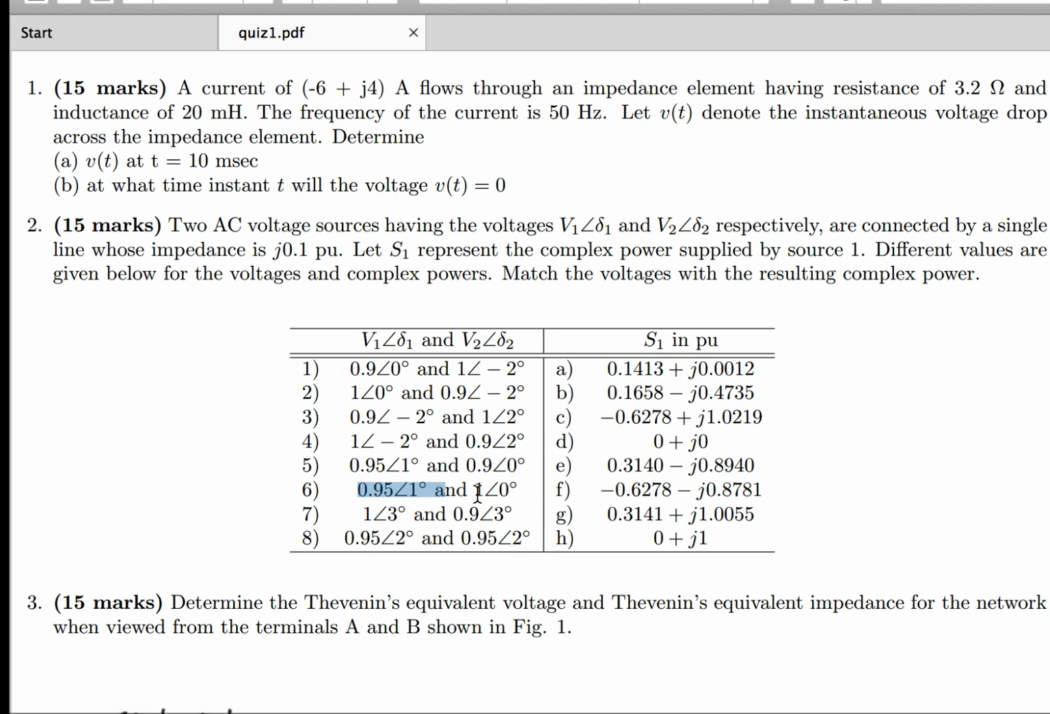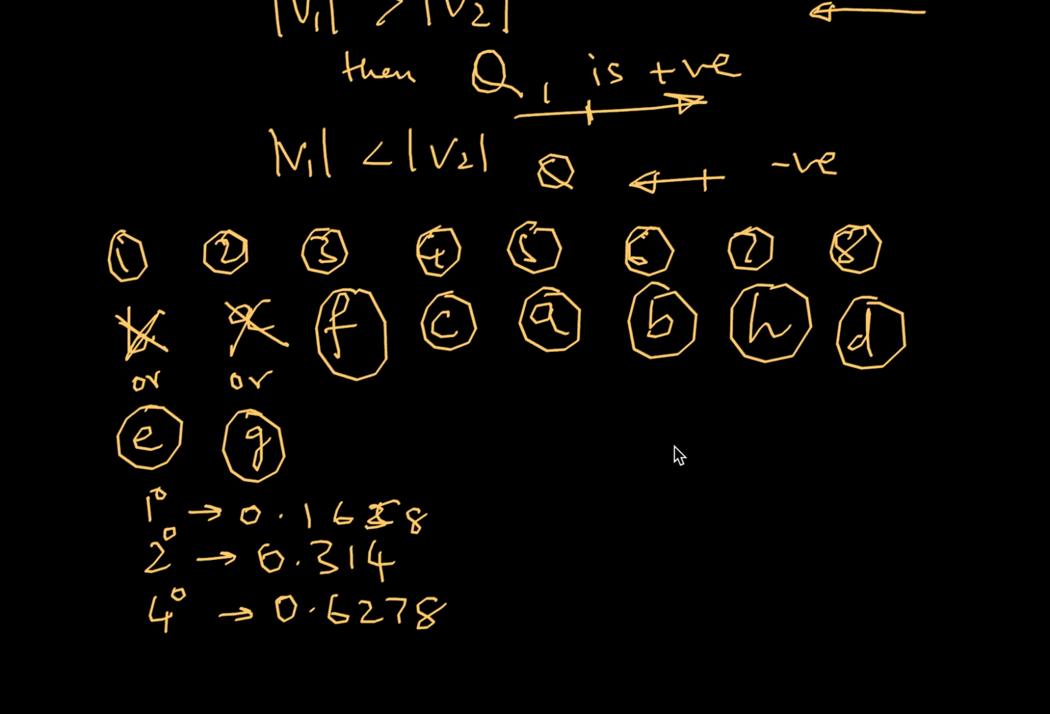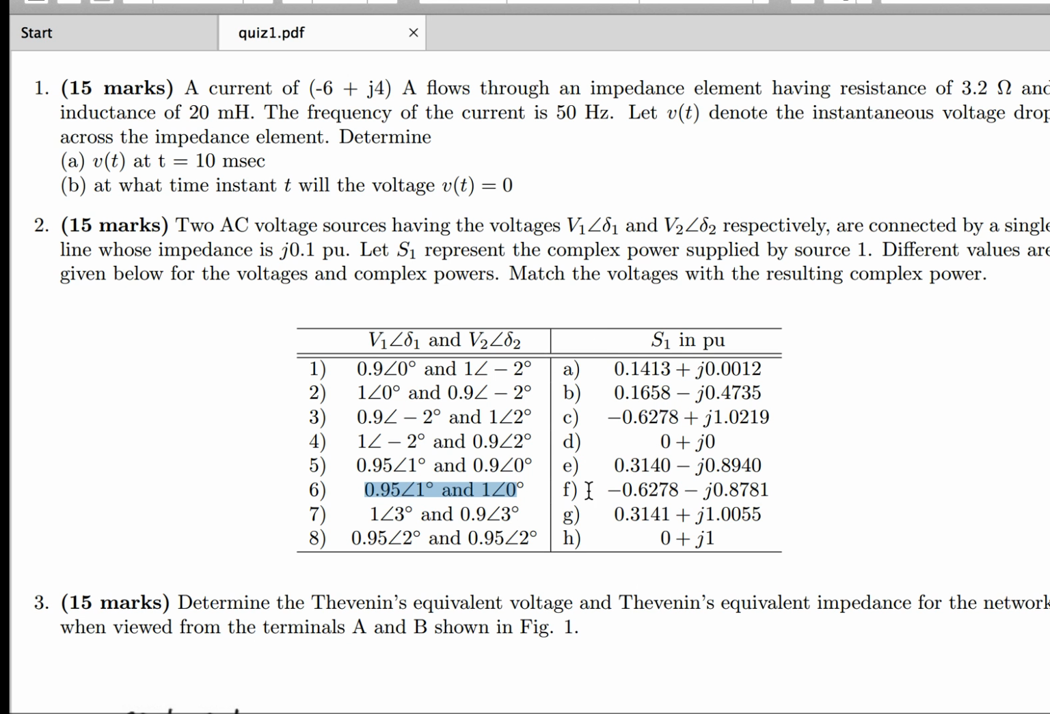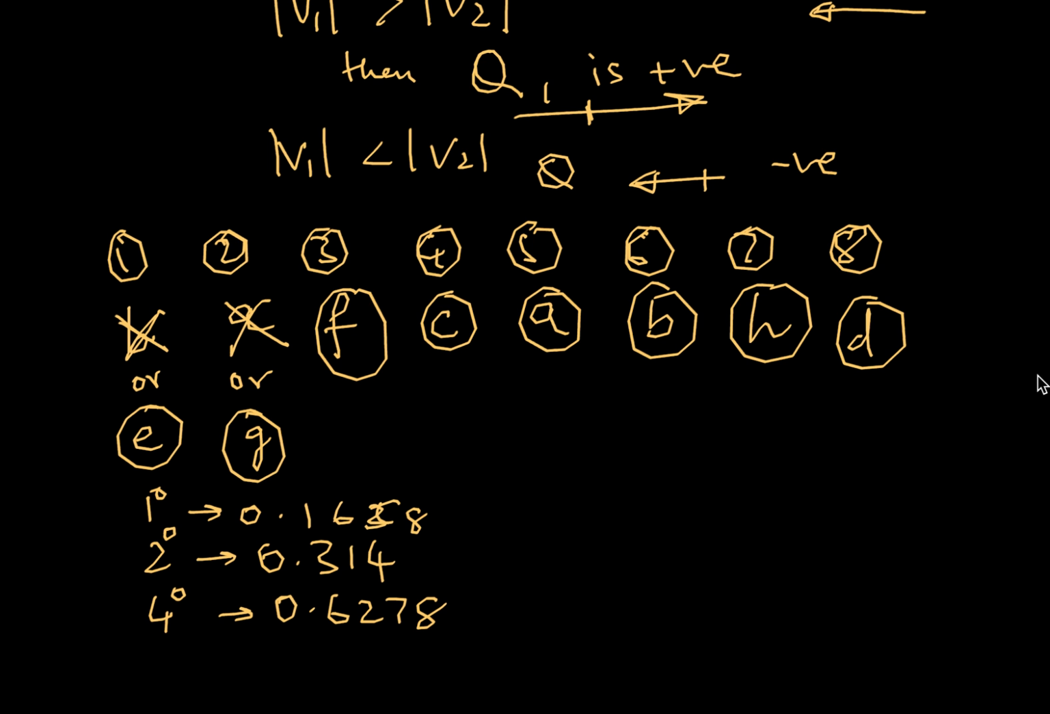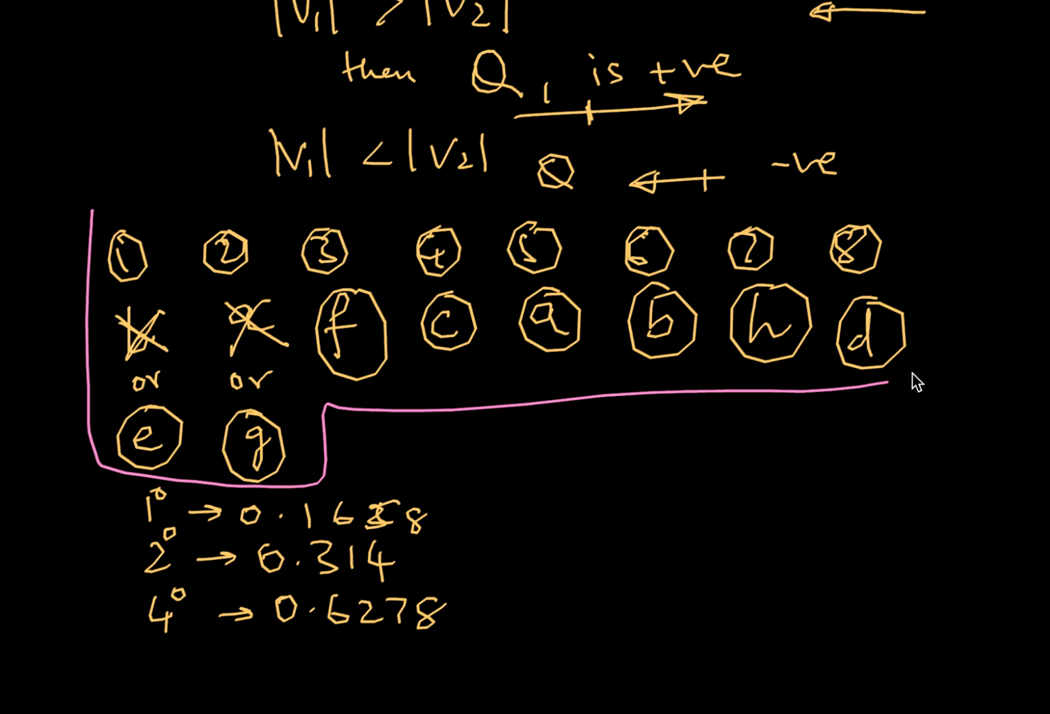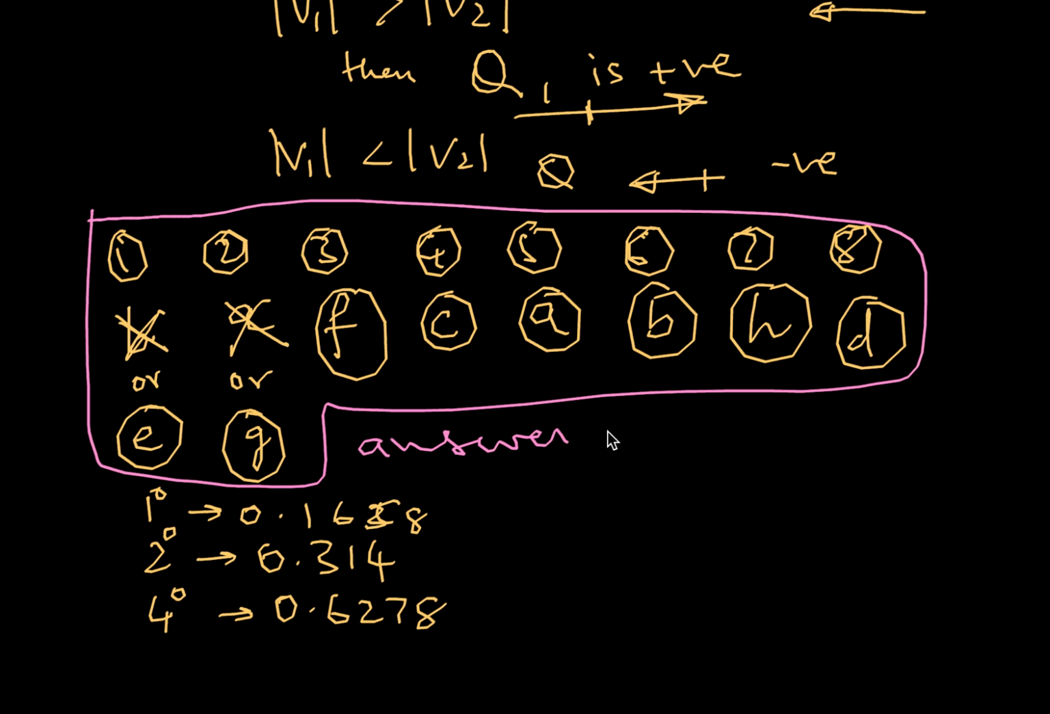Let me just check whether 6 and B are okay. Yes, reactive power is negative, active power is positive, so everything looks fine. Of course you can also calculate it, but without a calculator, just by observation you can answer this question. So this is the answer for question number 2. Let me mark the answer for question 2. So 1E, 2G and so on.